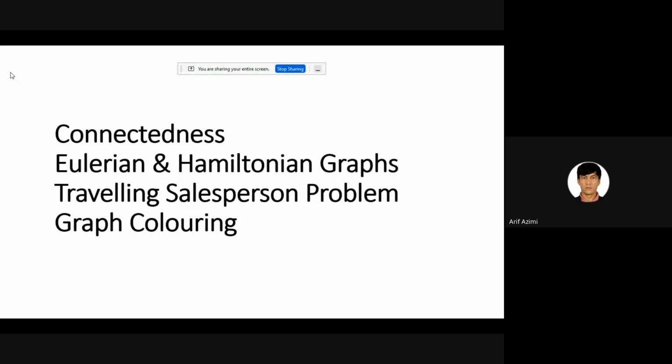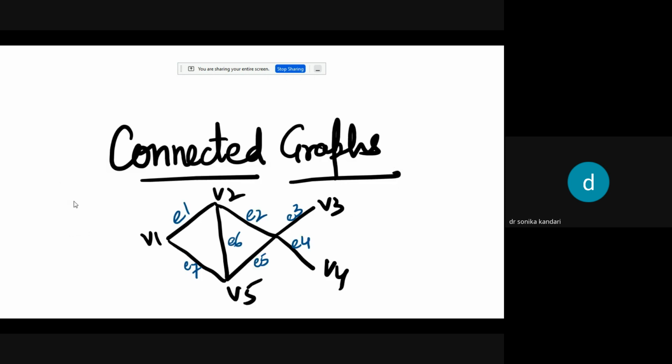Yes, it is visible. Fine. So we had started graph theory in our previous lecture. Today we are going to cover connectedness, Eulerian and Hamiltonian graphs, traveling salesman problem, and graph coloring. Now I am switching the screen. Are you able to view this screen?